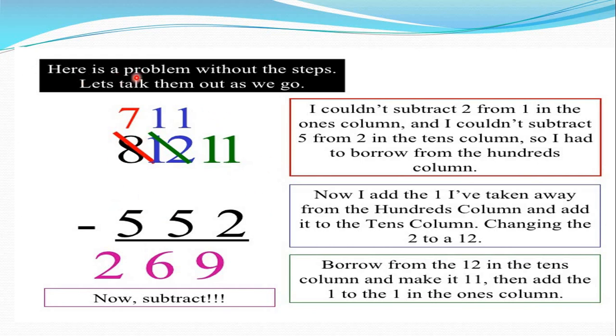Here I am reading. Here is a problem with the steps. Let's talk them out as we go. I could not subtract 2 from 1 in the ones column. Okay, this is the ones column, this is the tens column, and this is the hundreds column. And I could not subtract 5 from 2 in the tens column, so I had to borrow from the hundreds column. When we borrow, see here.